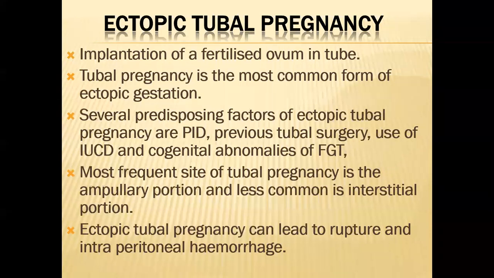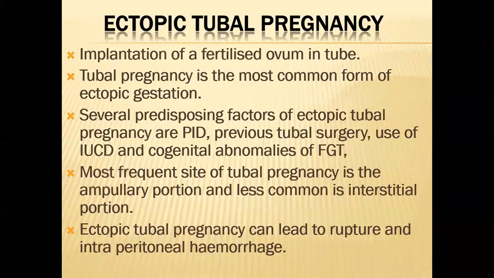The most frequent site of ectopic pregnancy is the fallopian tube, and mostly the ampullary portion. As I told you, it is the wider area. The chances of tubal pregnancy are more in the ampullary portion of the fallopian tube as compared to other parts of the tube. Less common is the interstitial. The interstitial portion is the portion of the tube inside the uterus. There are fewer chances there, and the most chances are in the ampullary portion, which is the wider portion.